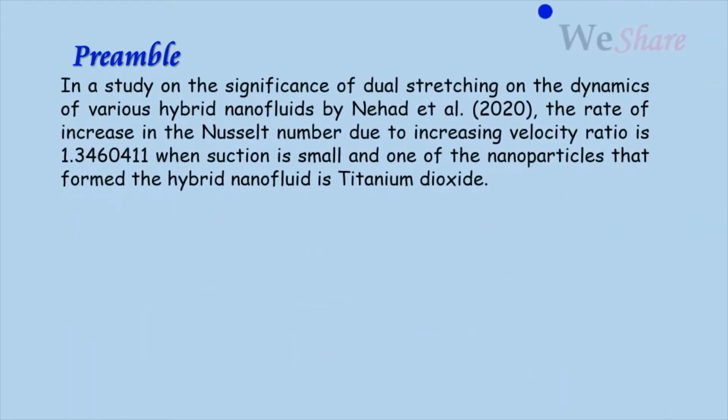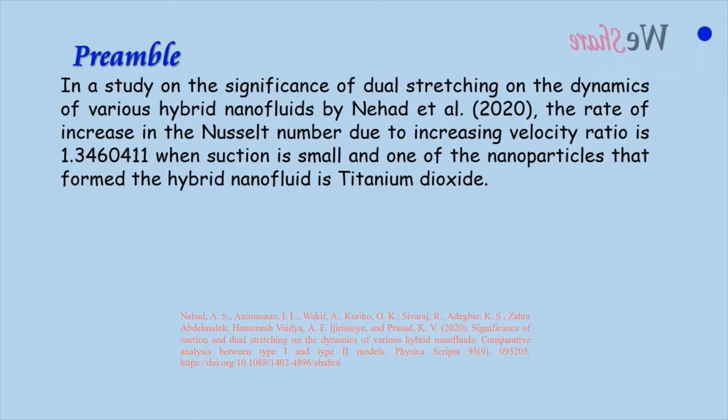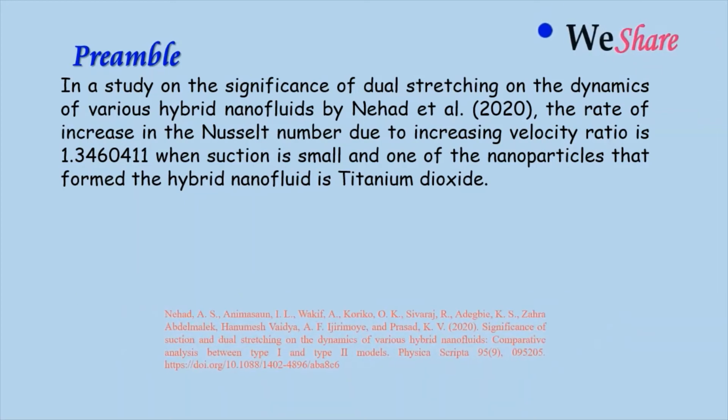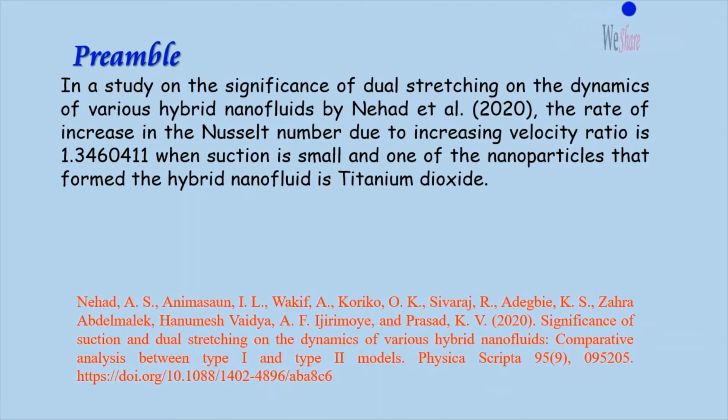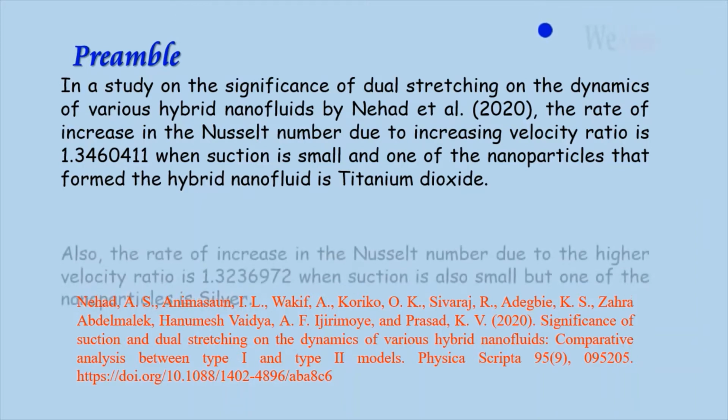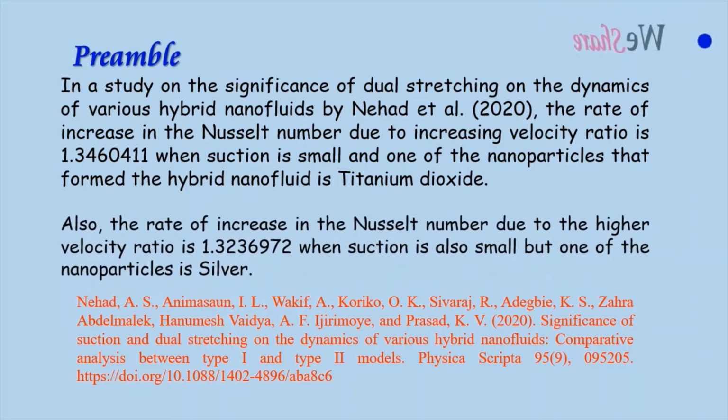In a study on the significance of dual stretching on the dynamics of various hybrid nanofluids by some scholars in the year 2020, the rate of increase in the Nusselt number due to increasing velocity ratio is 1.34604111 when suction is small and one of the nanoparticles that form the hybrid nanofluid is titanium dioxide. Also, the rate of increase in the Nusselt number due to the higher velocity ratio is 1.32366972 when suction is also small but one of the nanoparticles is silver.